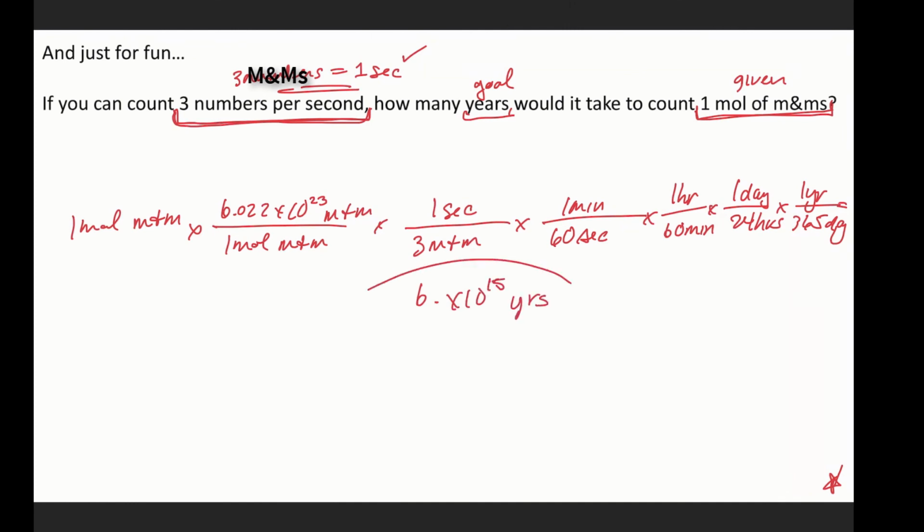Yes? It would take you multiple lifetimes to count 1 mole of M&Ms, and that's at a rate of 3 per second. And then obviously, even if we doubled or tripled, we could change it by an order of 10, and this is not going to go down by a whole lot. Yes, does that make sense? Just to emphasize the enormousness of what 1 mole is, okay?